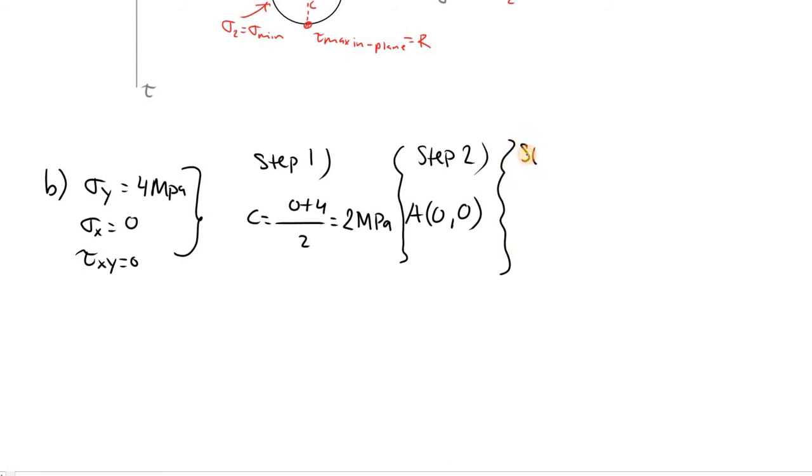Then we have our step 3, which is finding our radius. Again, our normal stress in the x direction is 0, and our average stress is 2. So the square root of 0 minus 2 squared plus our shear stress, which again is 0 squared, will simply give us 2 megapascals again.